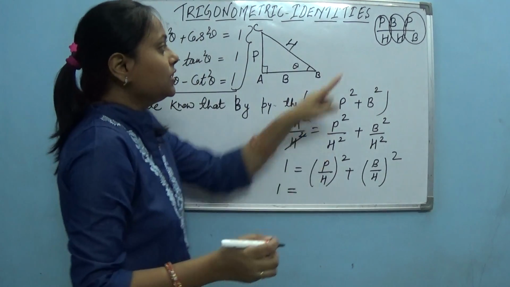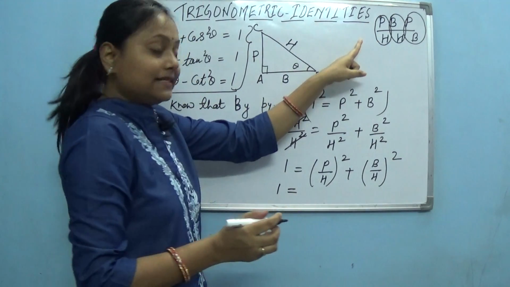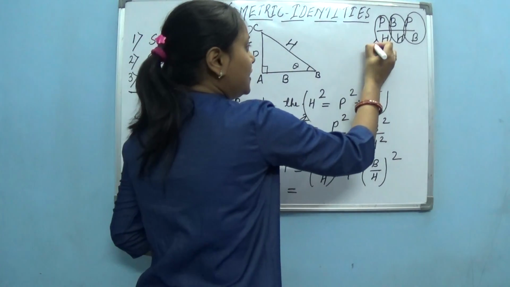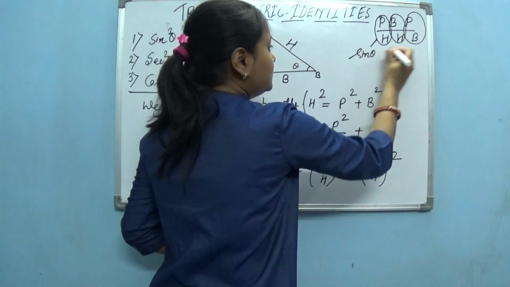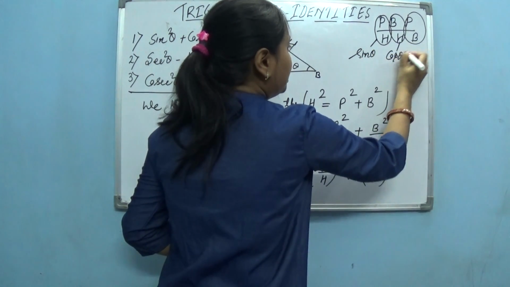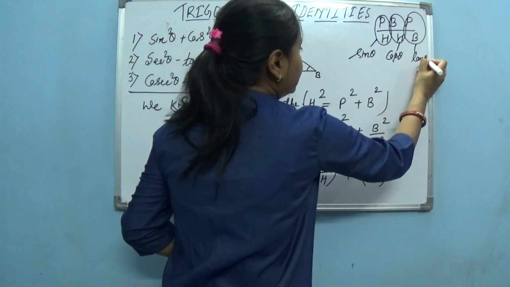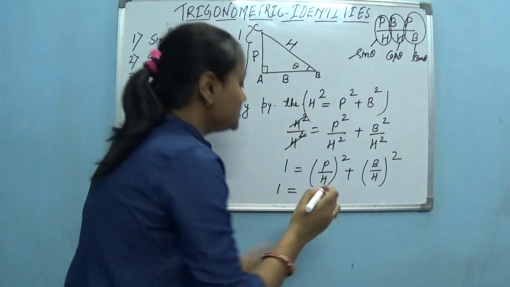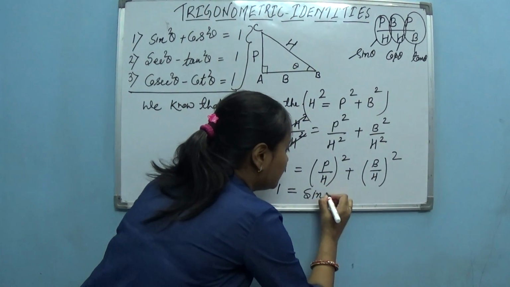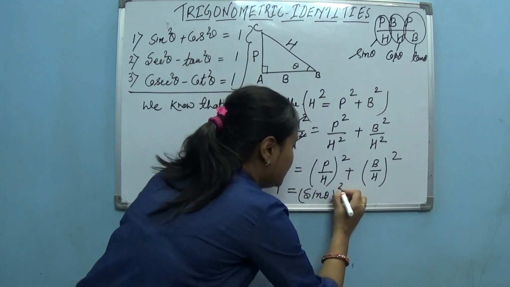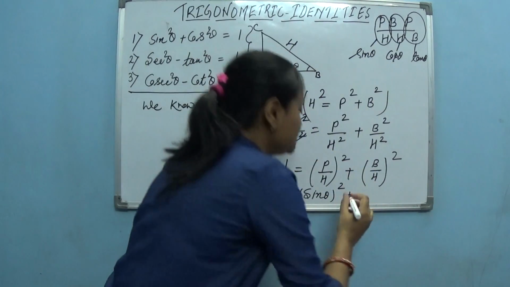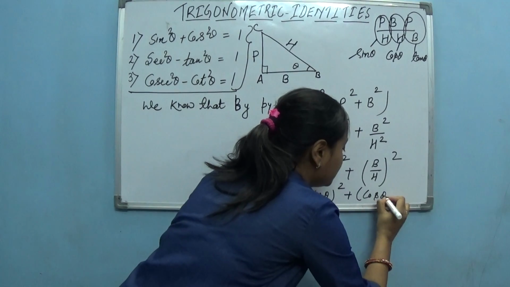Now write 1 is equal to P upon H. P upon H means sin theta. This is cos theta and this is tan theta. So P upon H is sin theta whole square, plus B upon H is cos theta whole square.